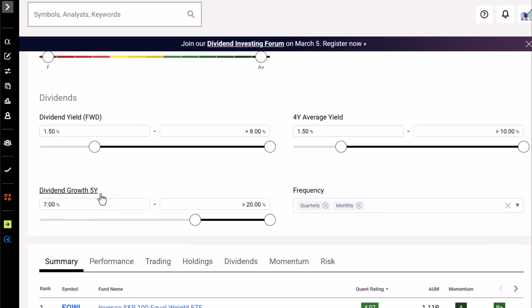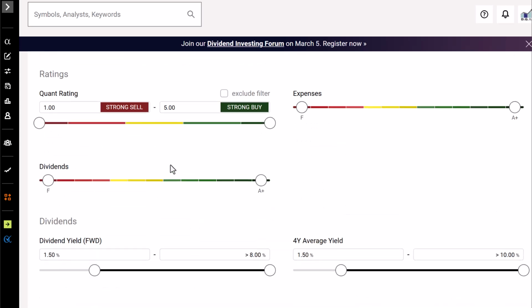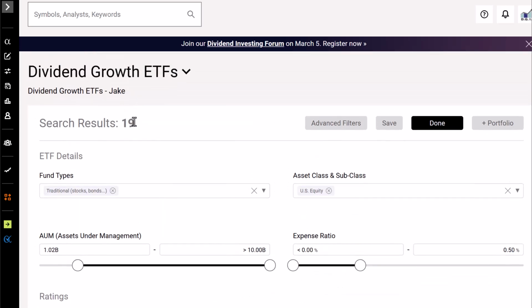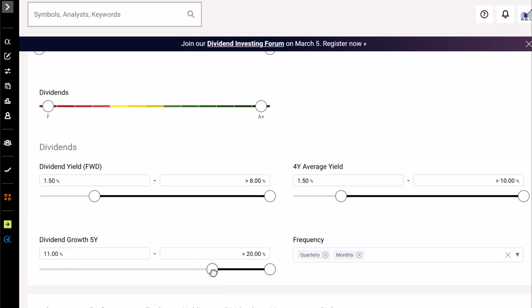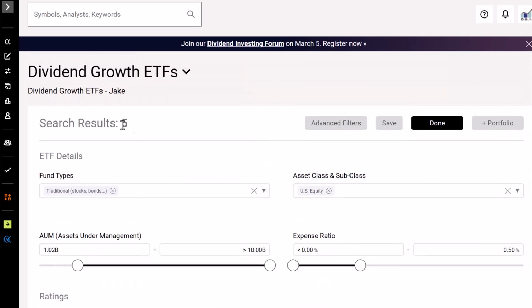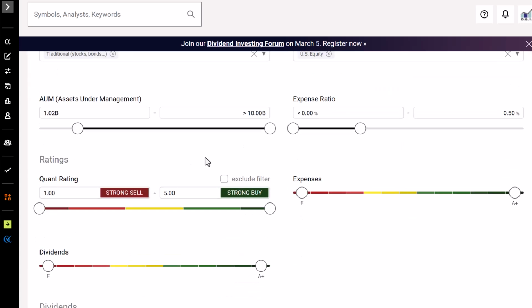When it comes to the dividend growth rate over the last 5 years, I have 7% in here. The purpose of having 7% and not 9% is to capture a few more, right? So the results, we have 19. Let me show you, if we were to do this at, let's say, 11%, what is that going to do? It's going to cut the results dramatically, right?